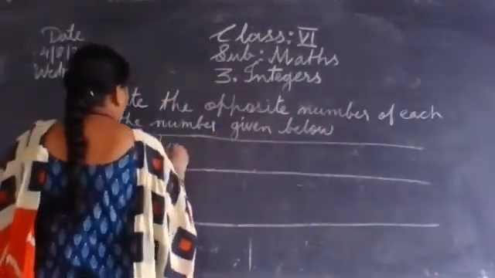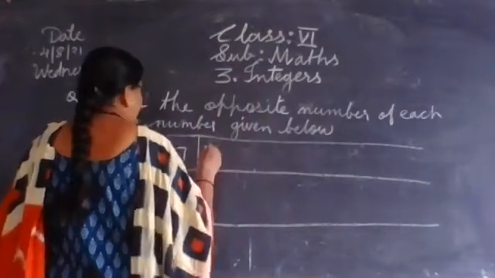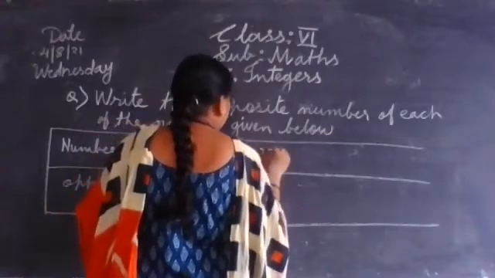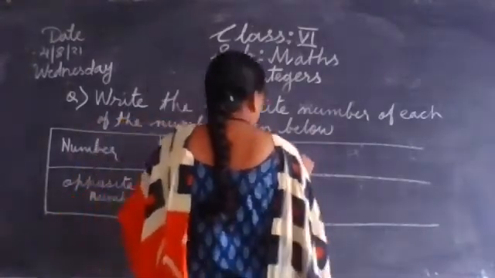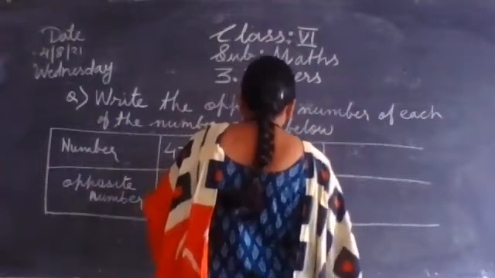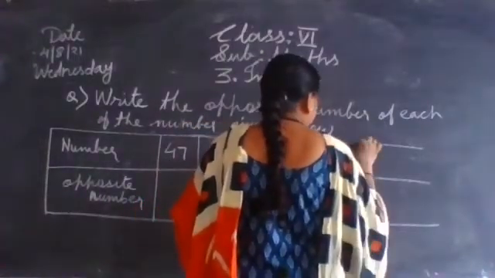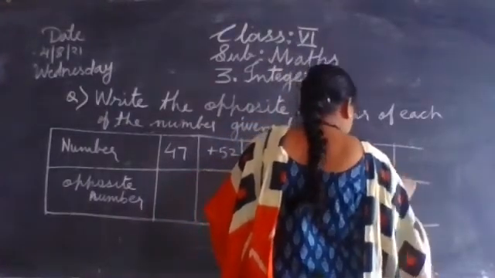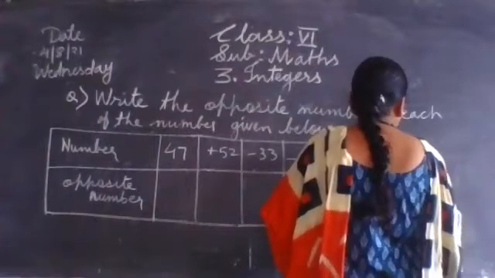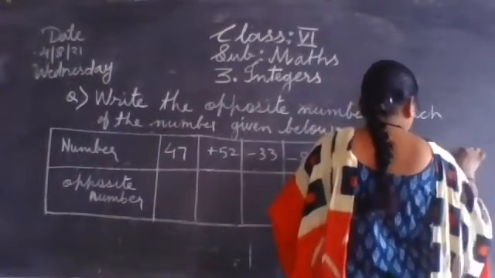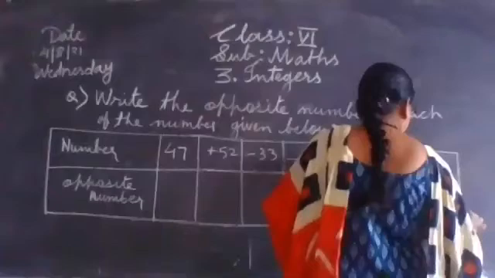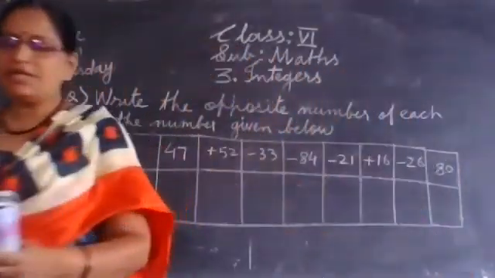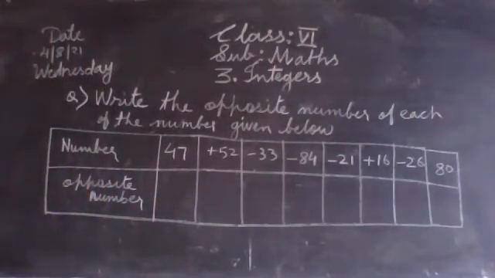And the numbers are 47, plus 52, minus 33, minus 84, minus 21, plus 16, minus 26 and 80. Got it, beta? So you have to write the opposite of this.